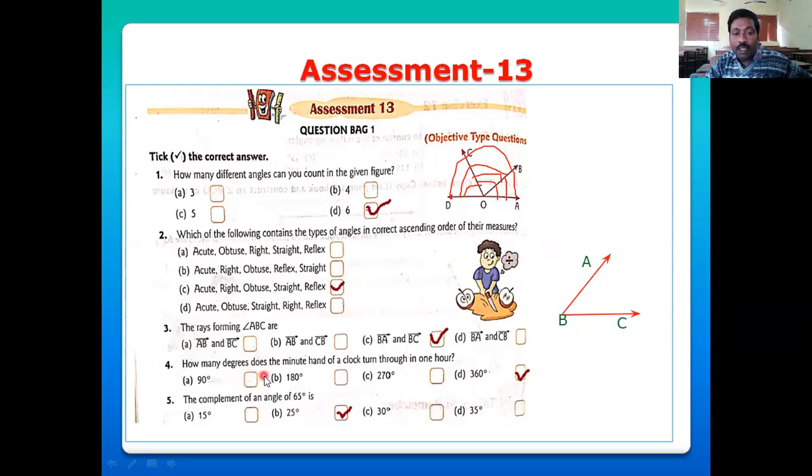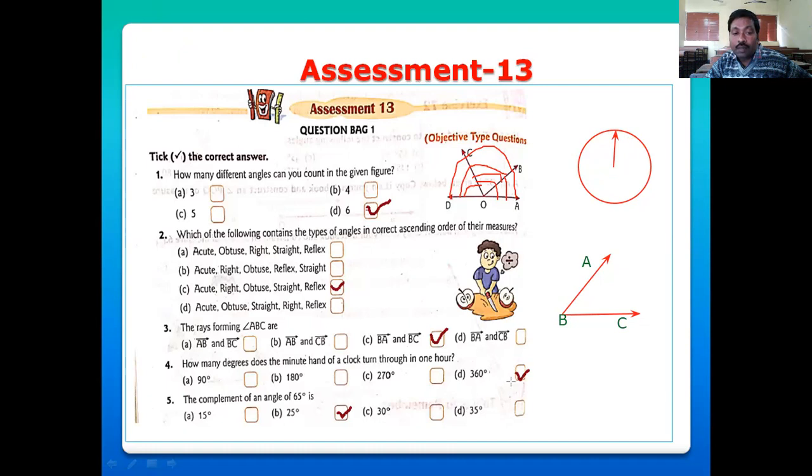How many degrees does the minute hand of the clock turn through in 1 hour? So in 1 hour, how many degrees? Suppose this is the watch, and I solve it in this way. Suppose the hand starts at this point. When it turns around, it makes a complete circle in this way. So it makes a 360-degree angle.